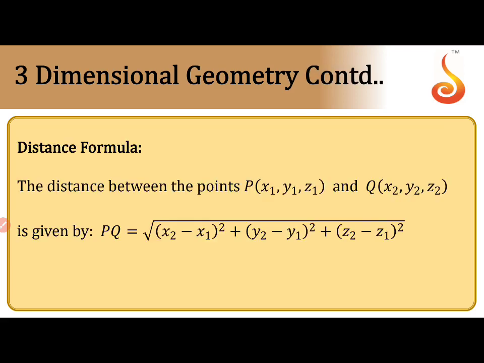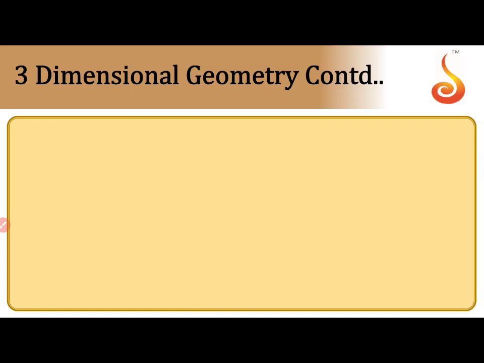Next, distance between 2 points. Like in 2-dimensional geometry, root over x2 minus x1 whole square plus y2 minus y1 whole square. But 3-dimensional geometry will get one more extra coordinate, the z coordinate, that is root over x2 minus x1 whole square plus y2 minus y1 whole square plus z2 minus z1 whole square. That is the distance formula.